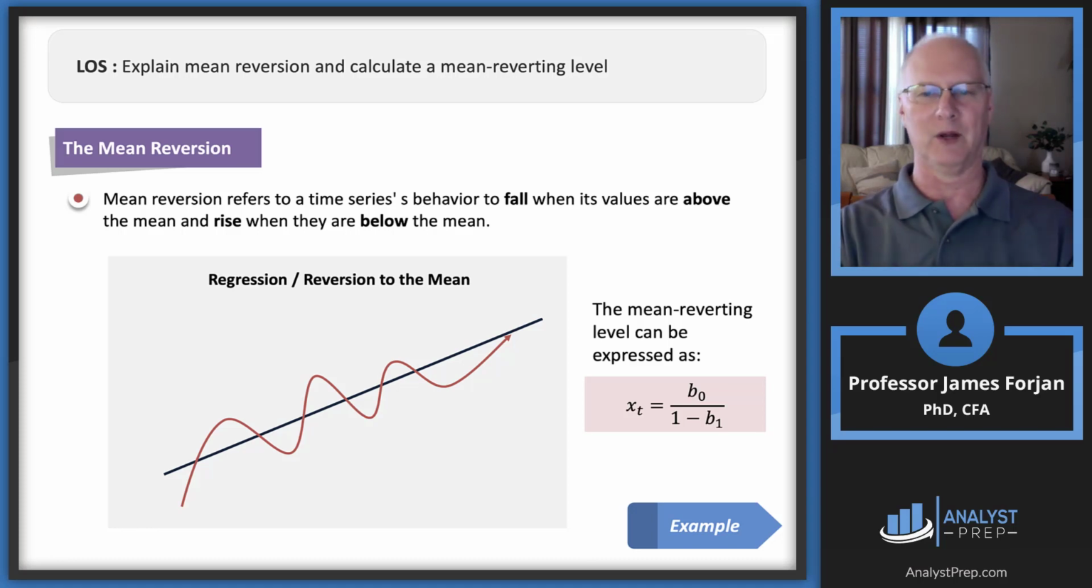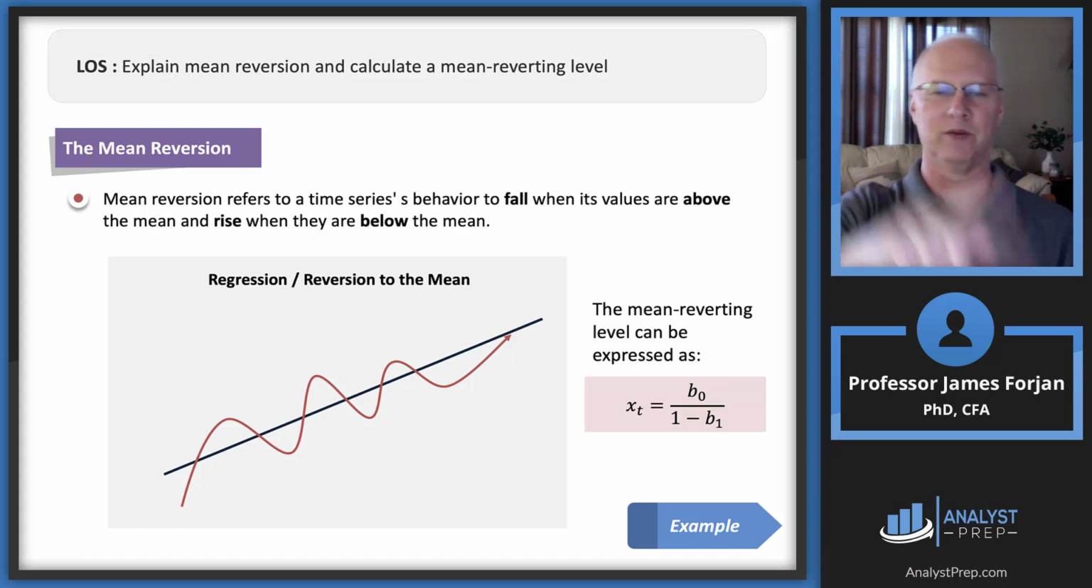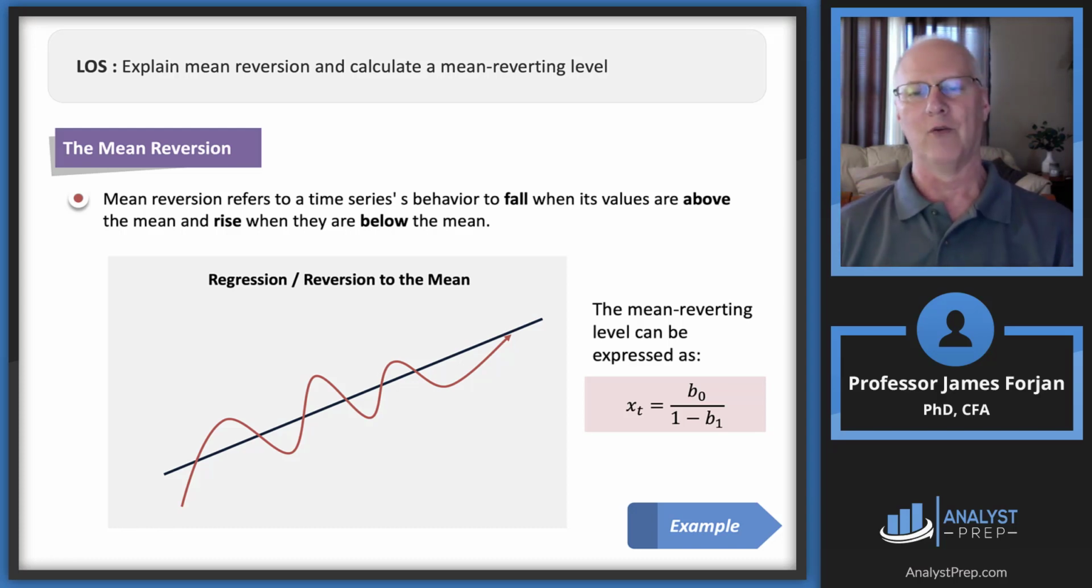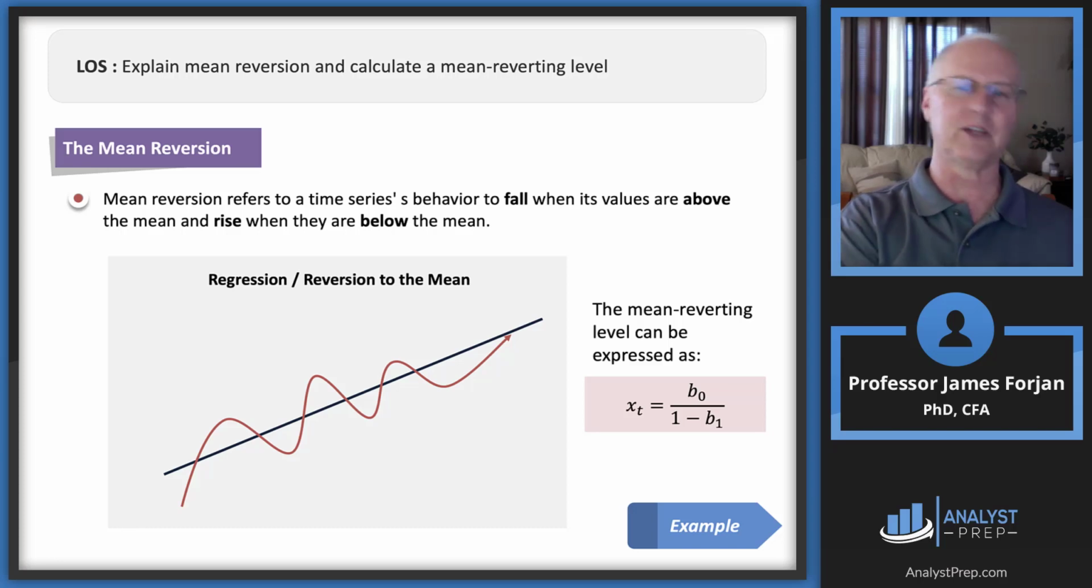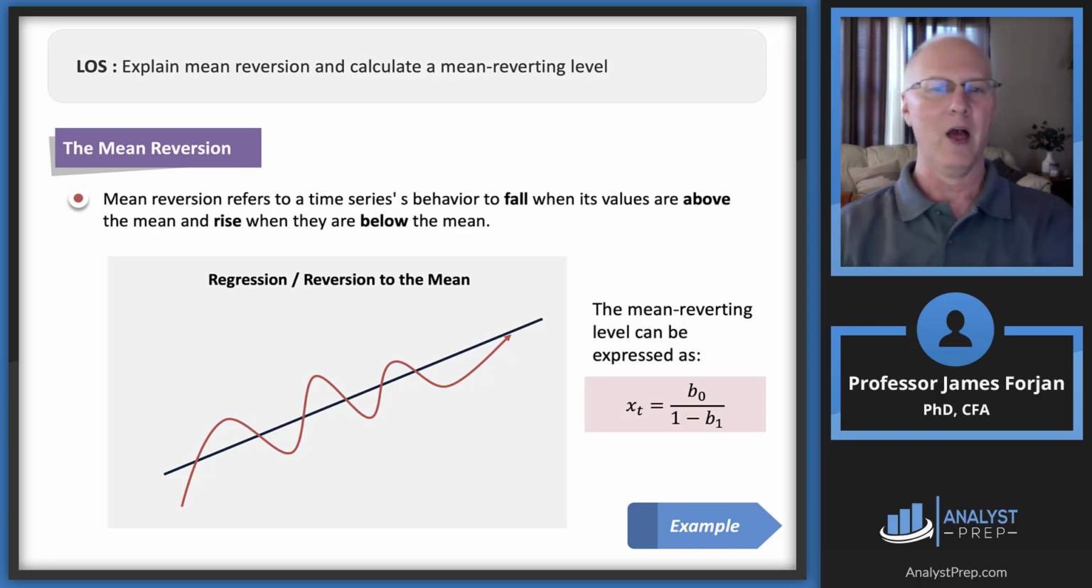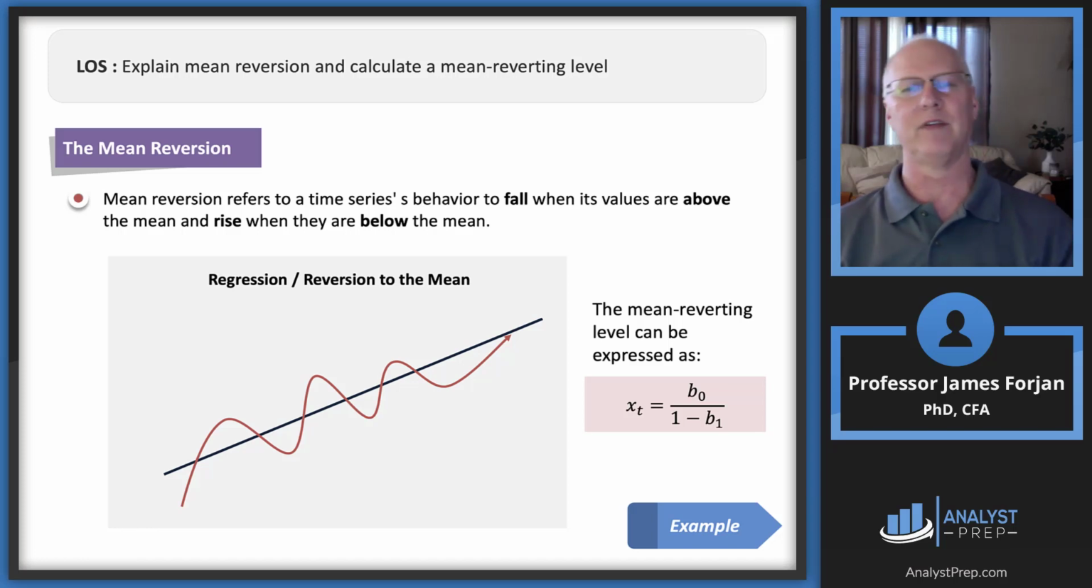And that's exactly what this shows here. Look at that upward slope, and we've got squiggly lines around the upward slope. Mean reversion refers to a time series behavior to fall when its values are above and rise when they are below. So the golfers who shoot 62 or 63 on Saturday are probably going to come back on Sunday and shoot 68 or 70 or 72, right? Reversion to the mean.